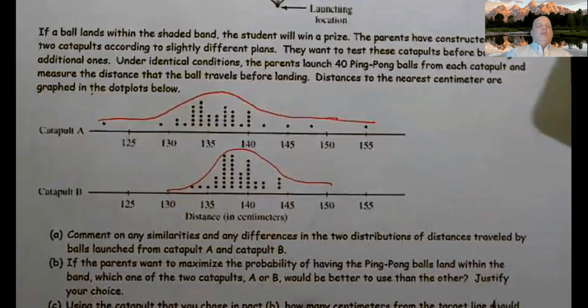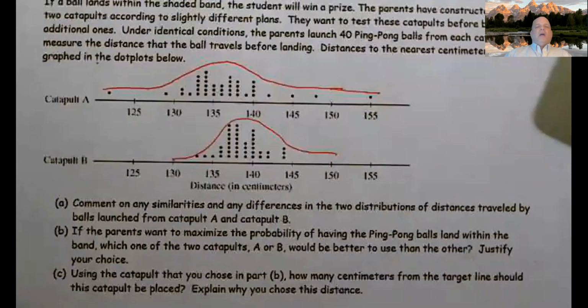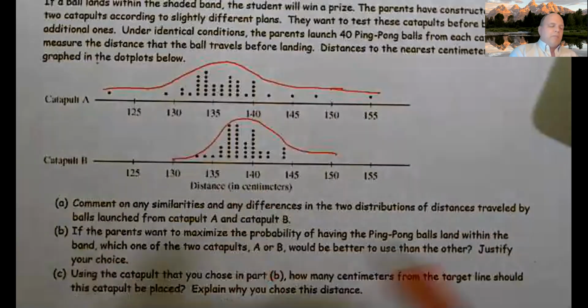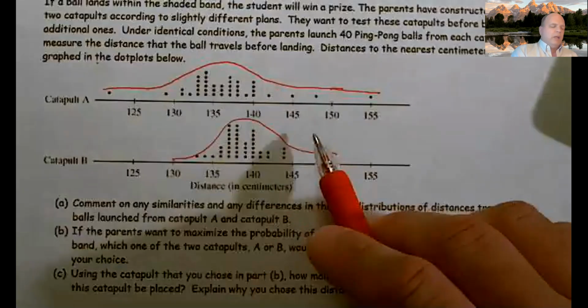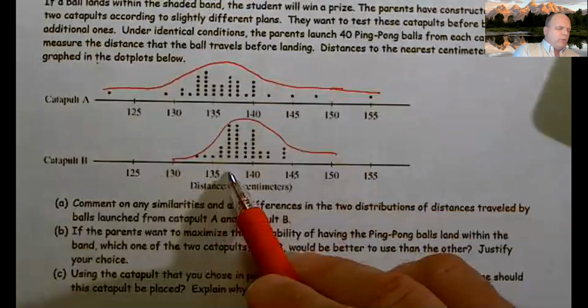Part A says comment on any similarities and differences in the two distributions of distances traveled by balls launched from catapult A and catapult B. So we talked about spread, and we talked about shape, but we haven't talked about the center. Because we know that there are 40 balls, the median is going to be halfway, so basically between 20 and 21.